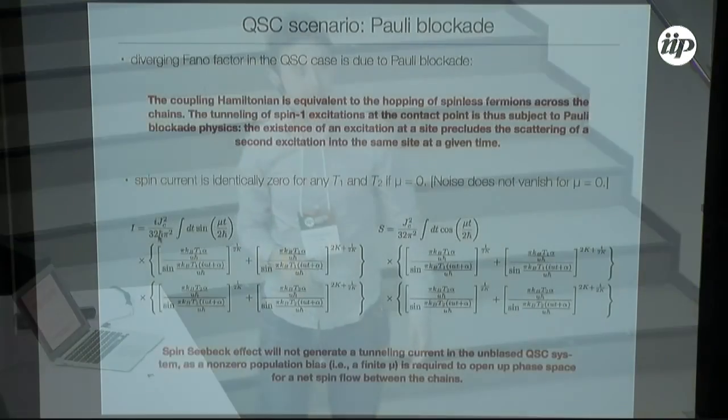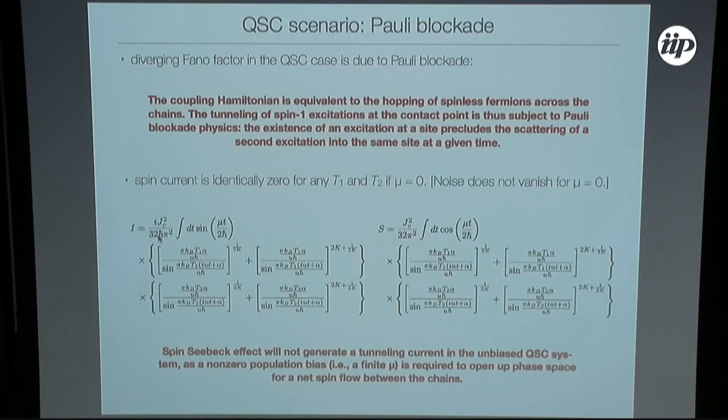But here, the spin-Seebeck effect will not generate a tunneling current in the unbiased quantum spin chain system. So you need a non-zero population bias to open up phase space for net spin flow between the chains.